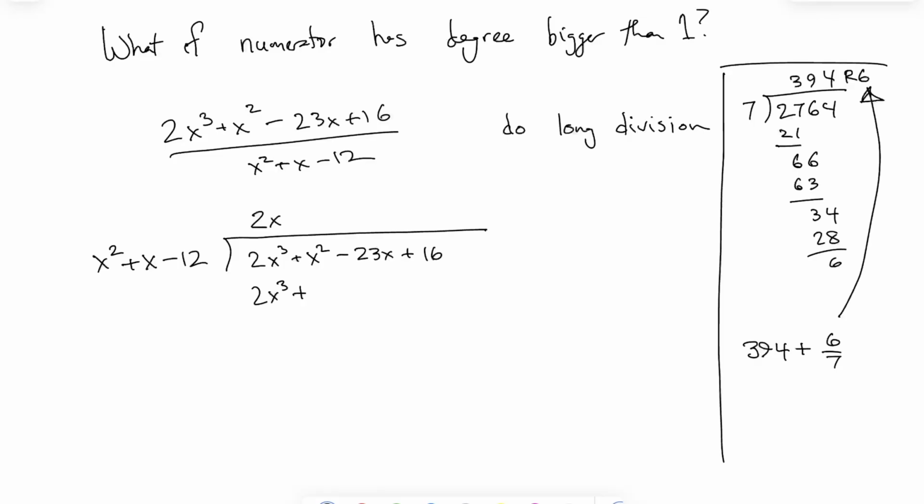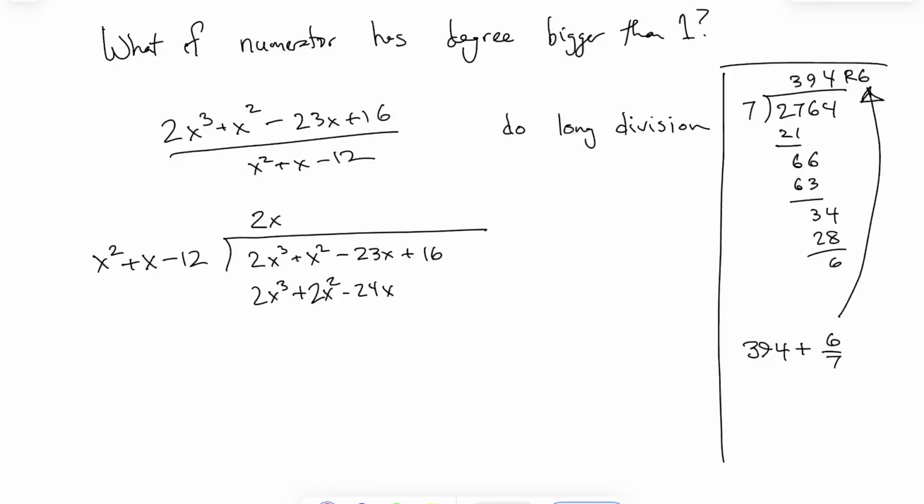But I'm going to do the whole thing. So also 2x times x, that's 2x squared. And then also 2x times negative 12 is negative 24x. All right? I am distributing 2x across the whole thing out there. I guess this is called the divisor, isn't it? Something like that. This is the dividend. I don't usually use words like that, but I think that's what they're called.